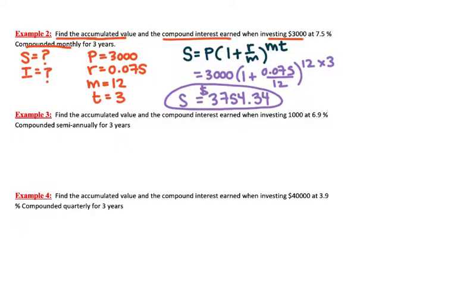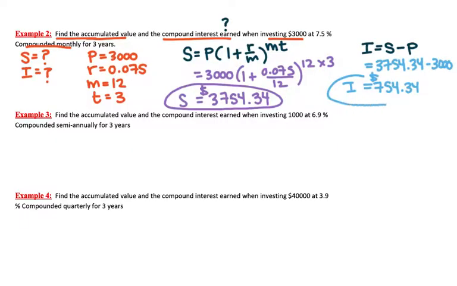And now it asks, well, what's the compound interest earned? So that's the I. I equals the future value minus the present value. So we will plug those numbers in, 3754.34 minus the starting amount of 3,000, and we get that the interest earned was $754.34.